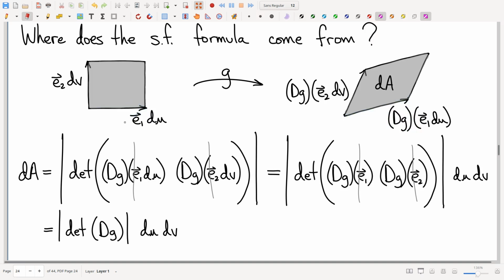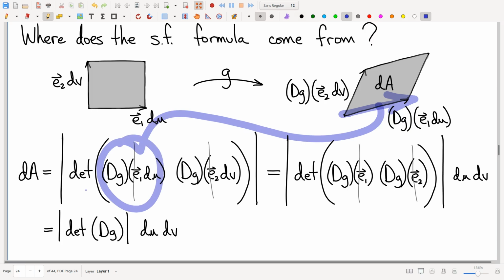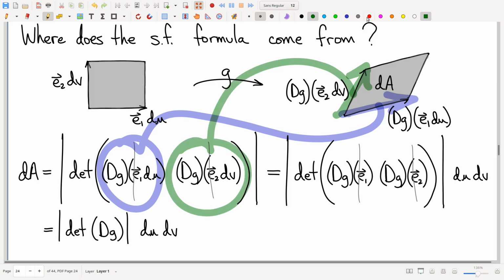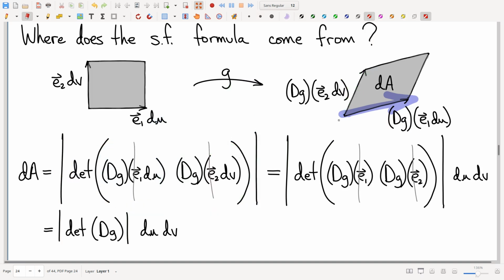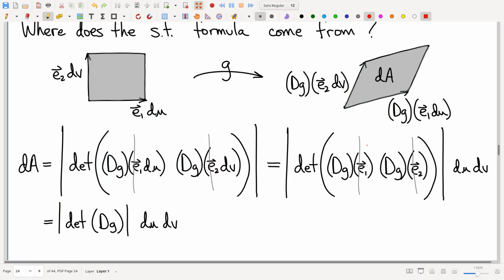If I want to compute this area, then Chapter 1 tells us that one of the edge vectors for our parallelogram is our first column, and the other one is our second column, and then we take the determinant, and then we take the absolute value. That's just Chapter 1. And then you manipulate the algebra around, and we get our desired result. So it's really pretty straightforward.